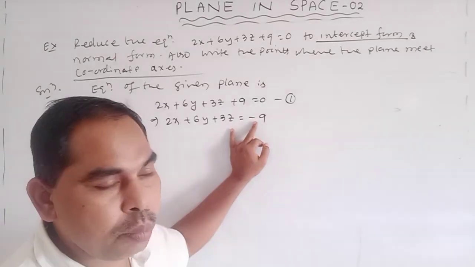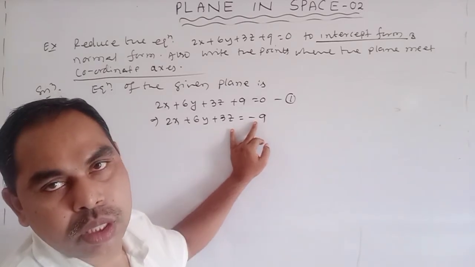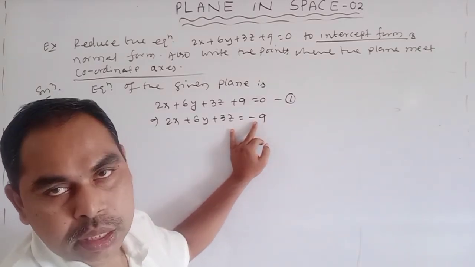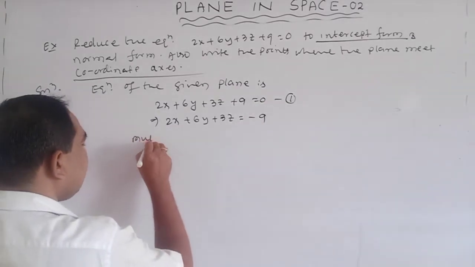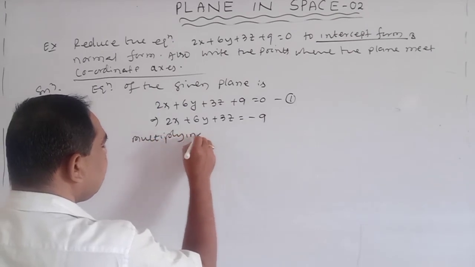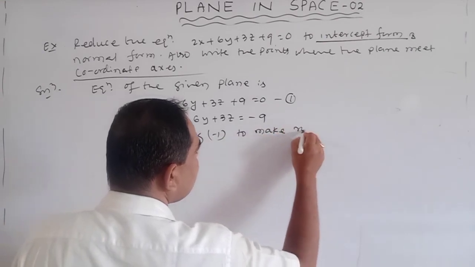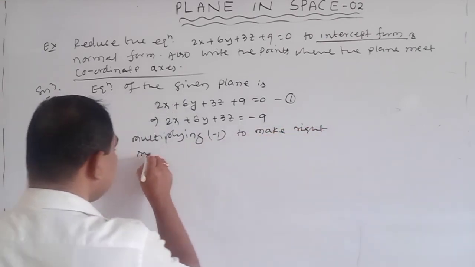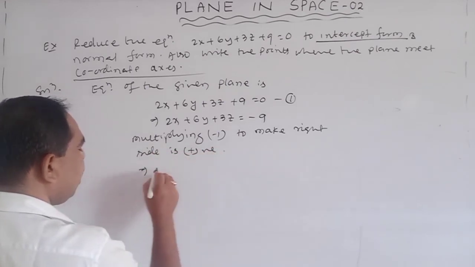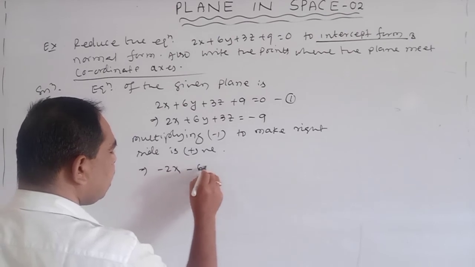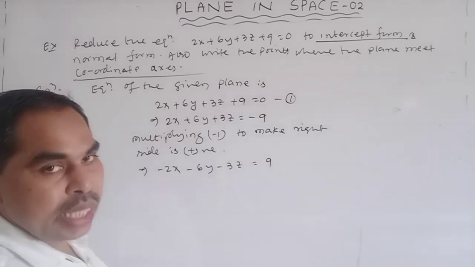Now try to make the right side positive by multiplying by -1. This implies -2x -6y minus 3z is equal to plus 9. So the right side is positive.